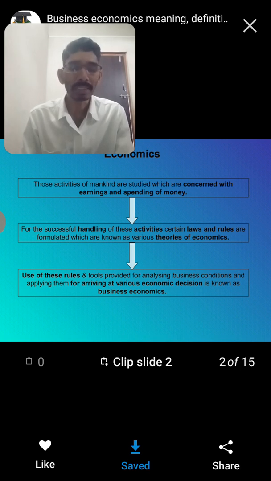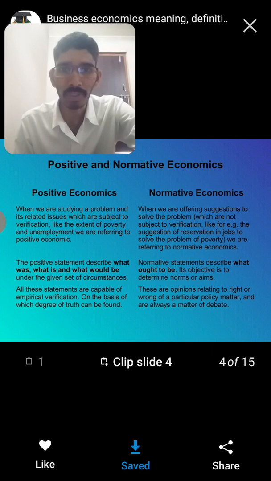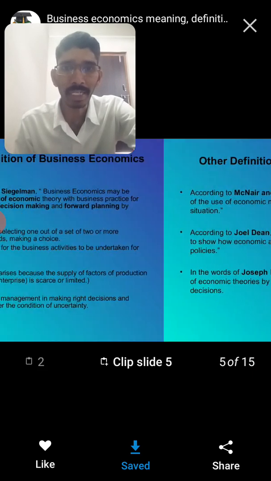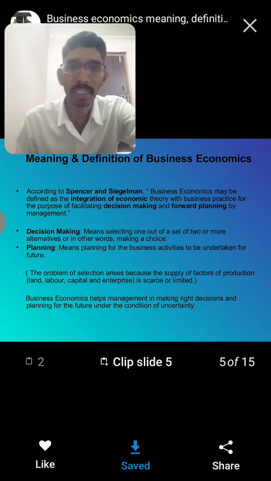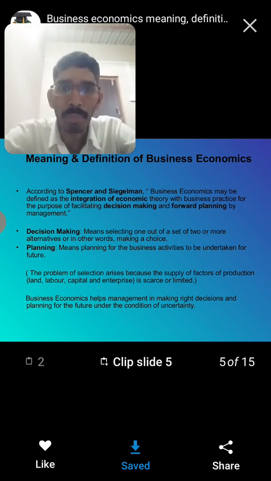Now let us understand the meaning and definitions of business economics. According to Spencer and Seligman, business economics may be defined as the integration of economic theory with business practices for the purpose of facilitating decision making and forward planning by the management.